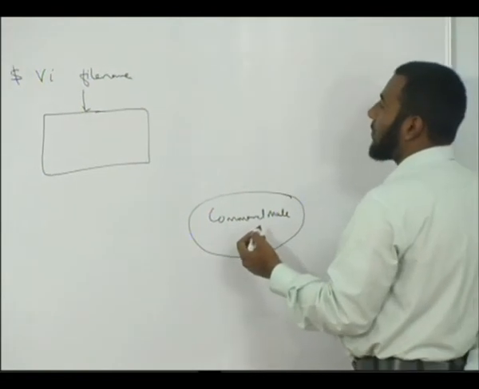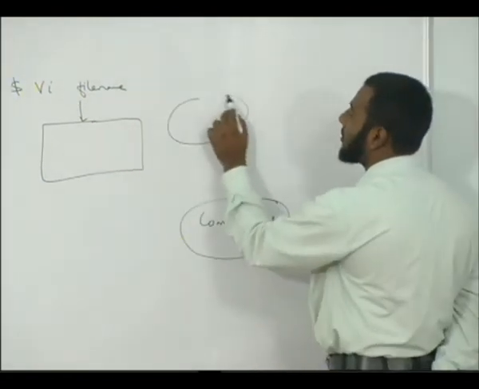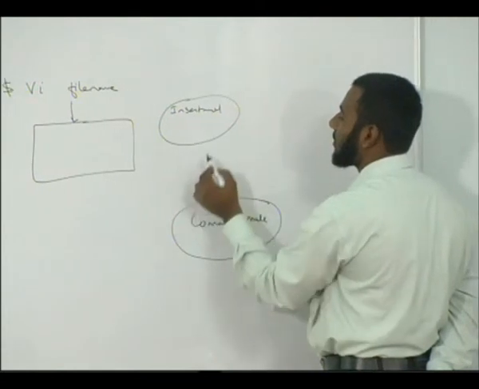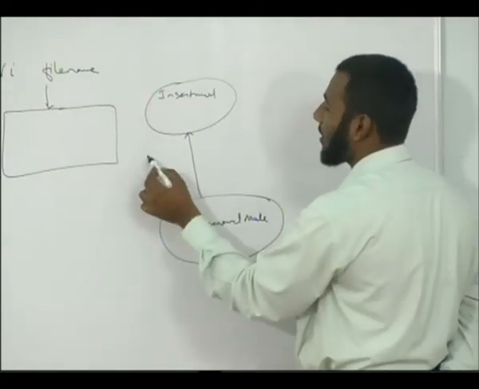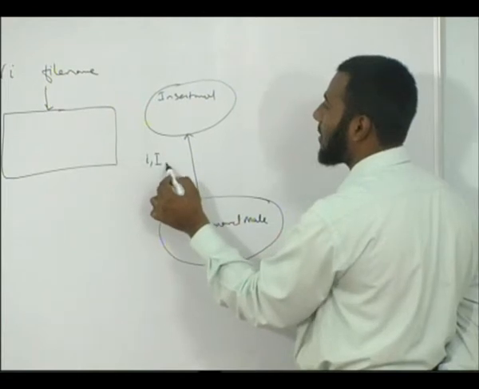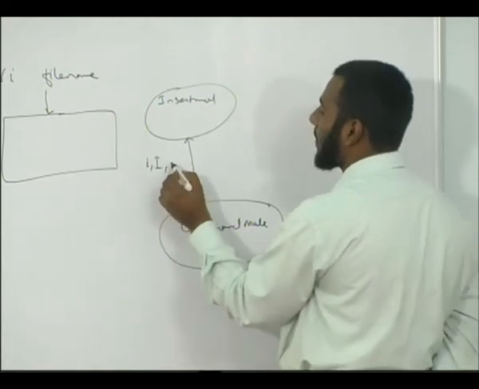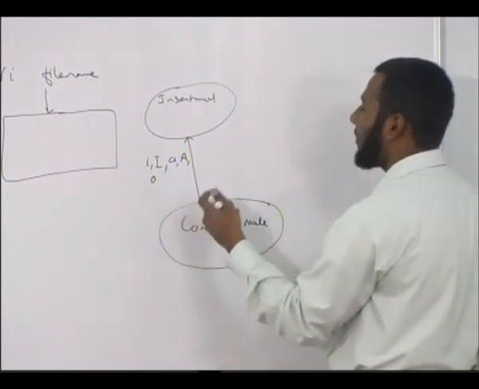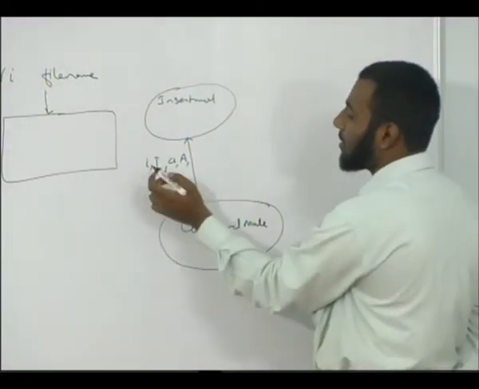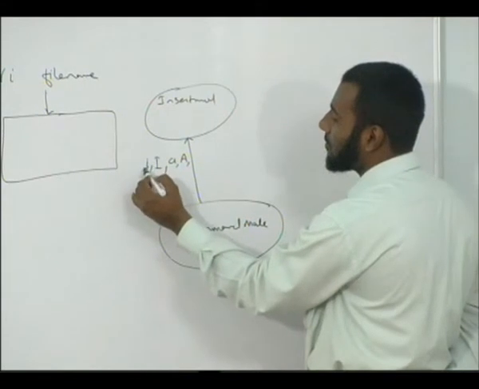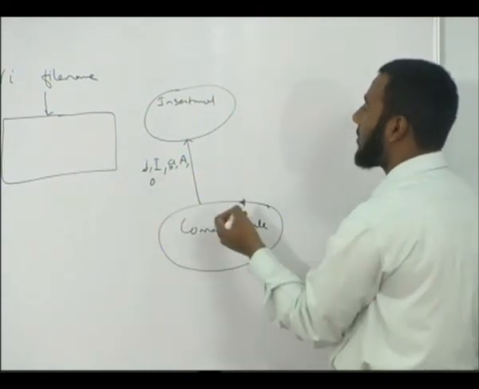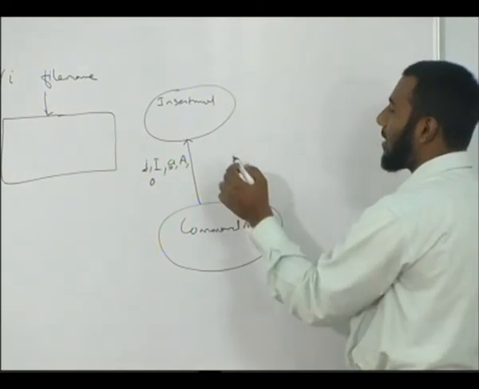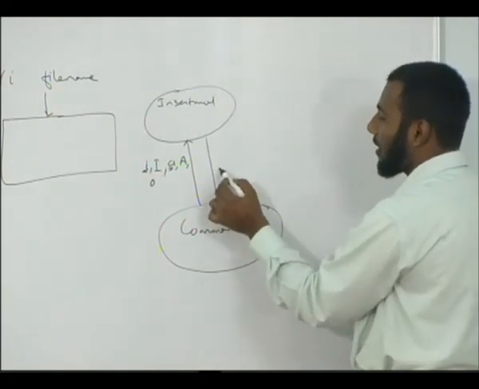From command mode, if I want to go into insert mode or append mode, we use a set of keys like I or uppercase I, or A or uppercase A, O, and so on. There are many. Yesterday we saw the exact meaning of the lowercase ones. Today we'll see the remaining as well. And if I want to come back to command mode, then we'll use the escape key.